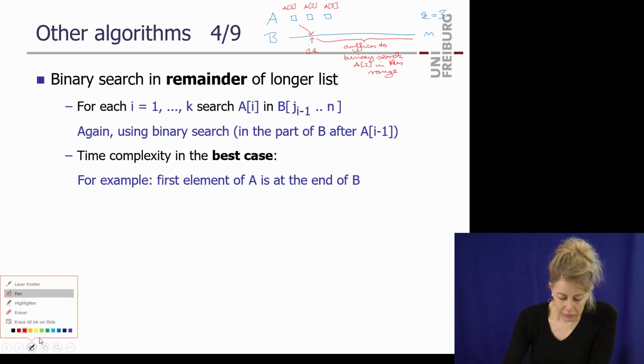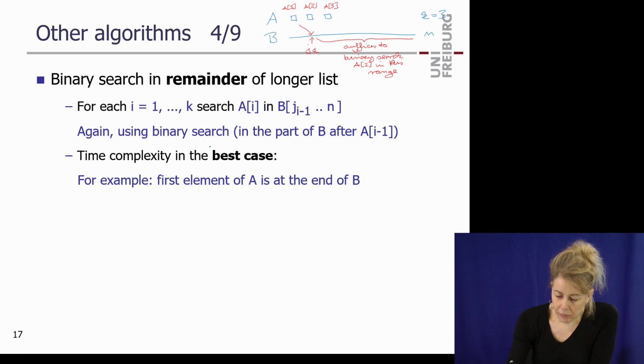Actually, it's not so easy to see what the very best case is. The somewhat best case, I would argue, is when you do a full binary search once for the first element, and then you're already at the end of B. I'm not sure about the other case, because if the first binary search is successful immediately, then you are still in the middle of B, and you still have to search for the second element in the second half.